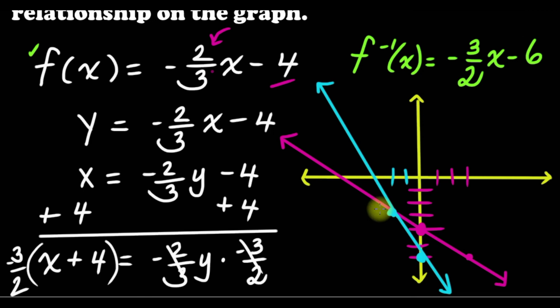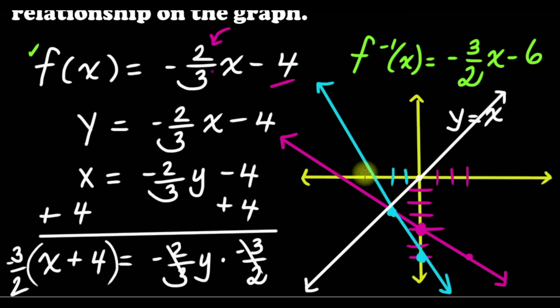You can tell the functions are inverses if they are reflected across the line y equals x. Okay, so line y equals x is going to be, so here it is. As you can see that the graphs are reflected across that line. So therefore, okay, these two functions are inverses.